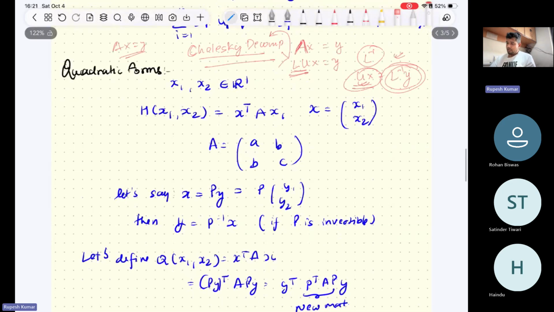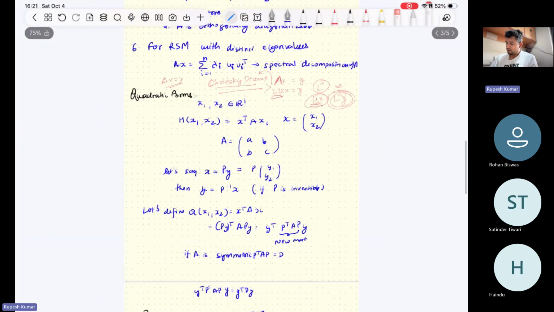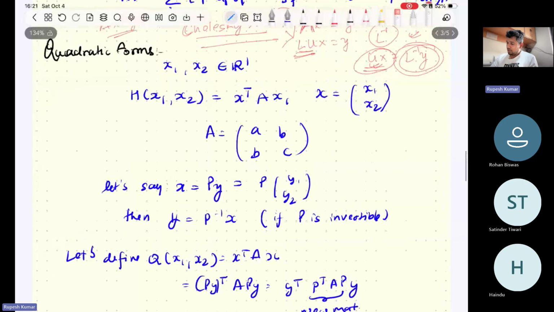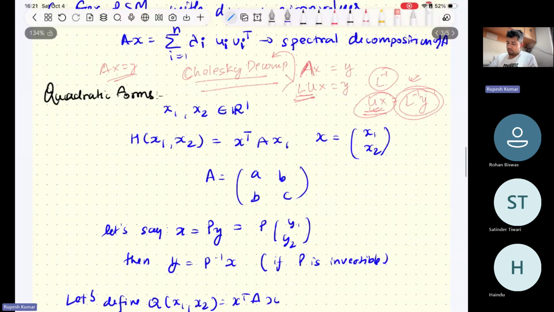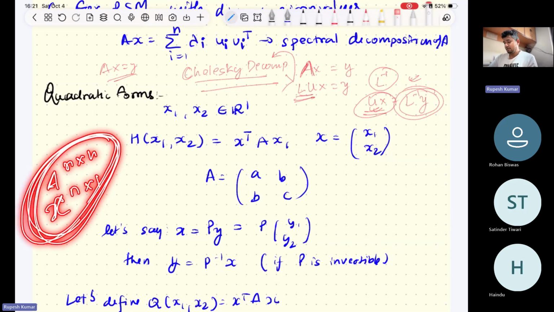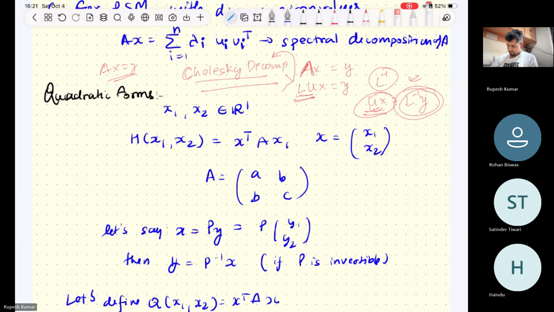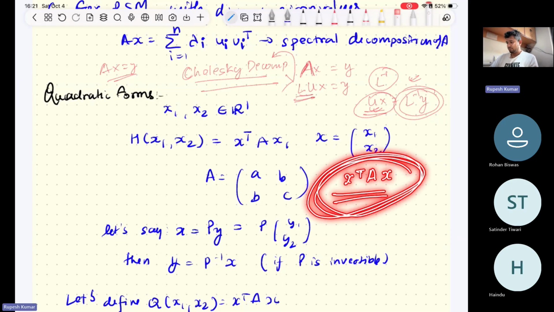Essentially, let's say I have a symmetric matrix with four entries A, B, B, C. It's a symmetric matrix, right? And let's say I have a vector X. Let's say the matrix A is n cross n, and the vector X is n cross 1, always, right? So you get this set of matrix and vector. Then what is a quadratic form? A quadratic form is an expression given as X transpose AX. This is the definition of a quadratic form. Is this clear?